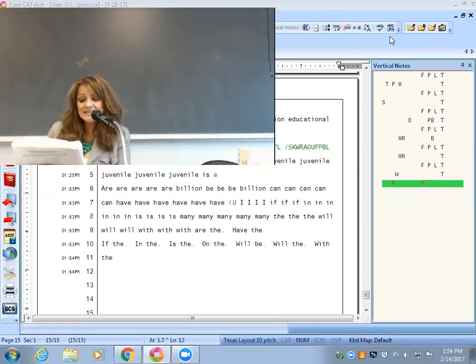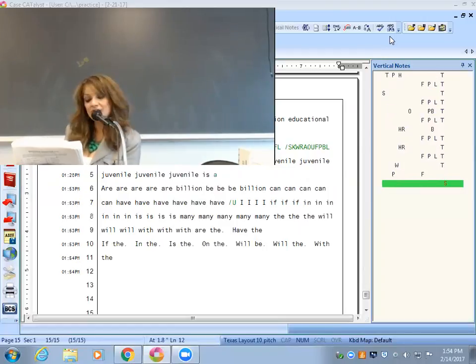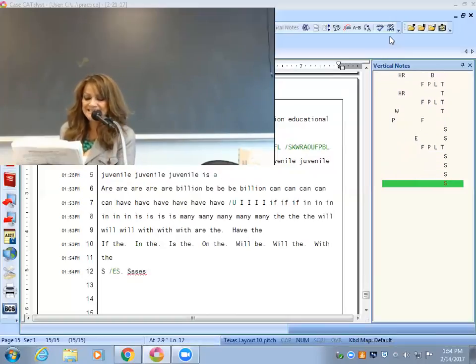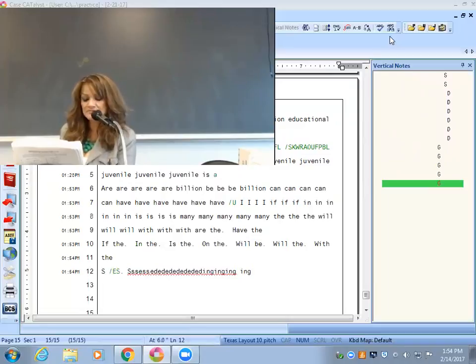Inflected ending S is final S, final ES. For words ending in final S or ES, you're going to come back final S. Words ending in ED are going to be D. ING is G. Period is FPLT. Comma is RBGS. Question mark STPH.